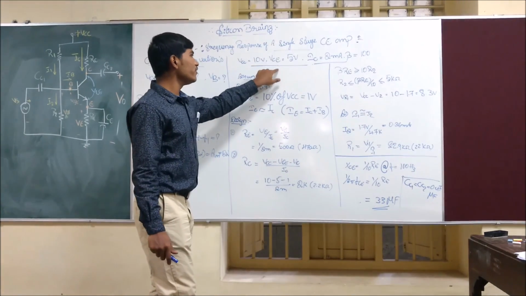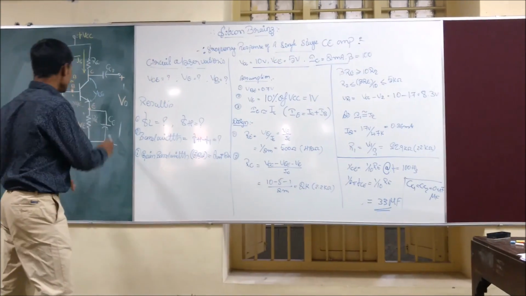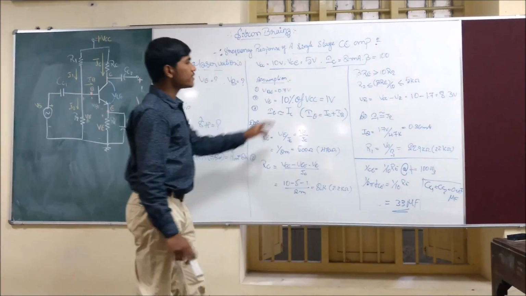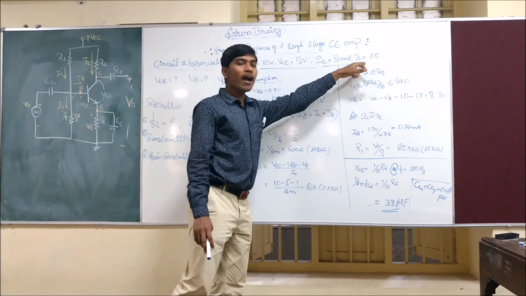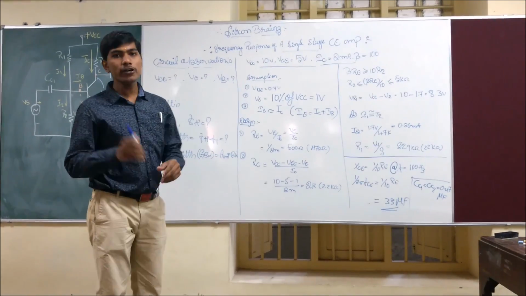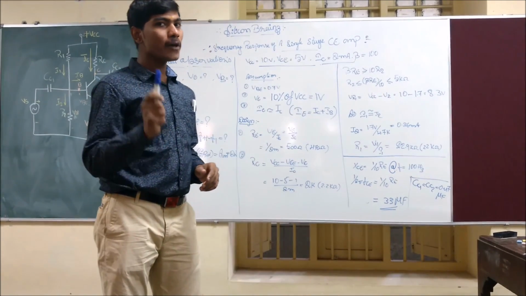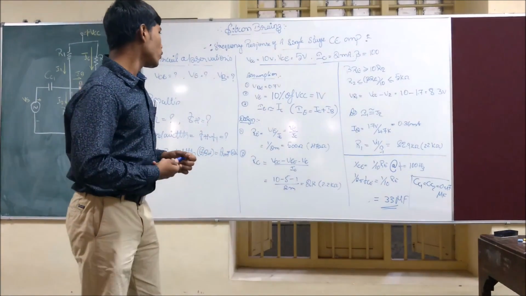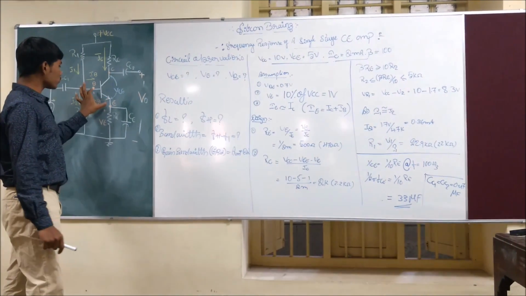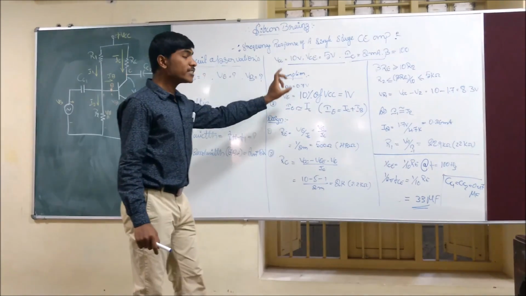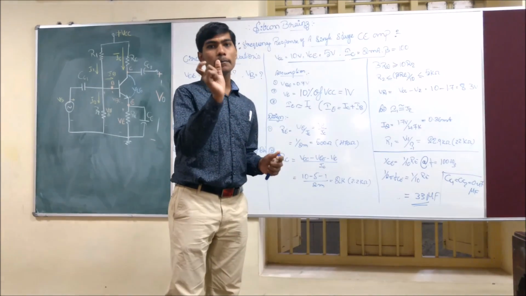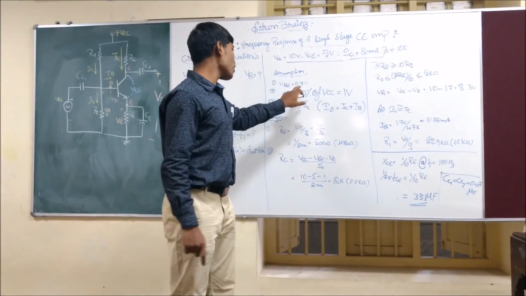Let's say VCE, that means the voltage between collector and emitter. Then this is my load current, and this is my amplification factor. For the design, we want to assume a few points in an amplifier stage. The first assumption is that the base emitter voltage is VE plus 0.7 volts. As we know, that's the diode potential, 0.7.